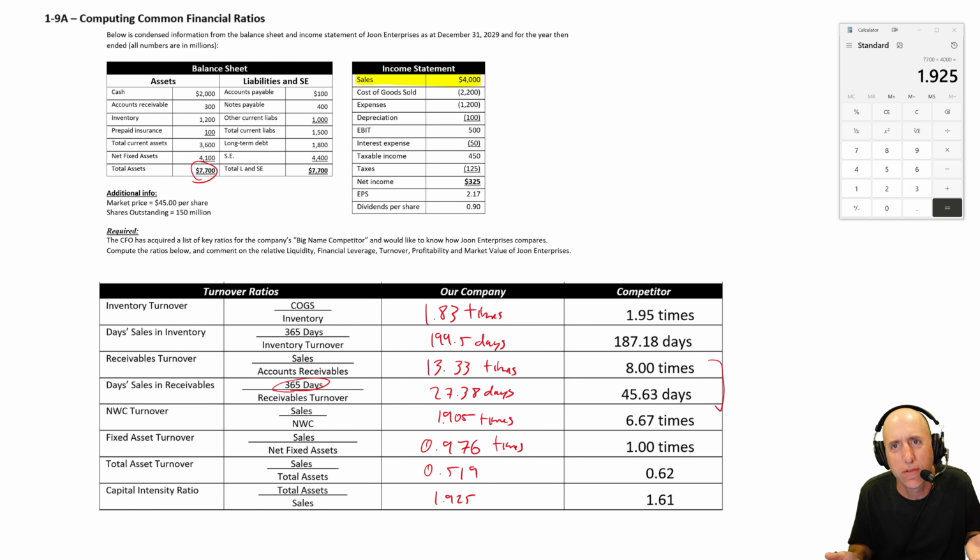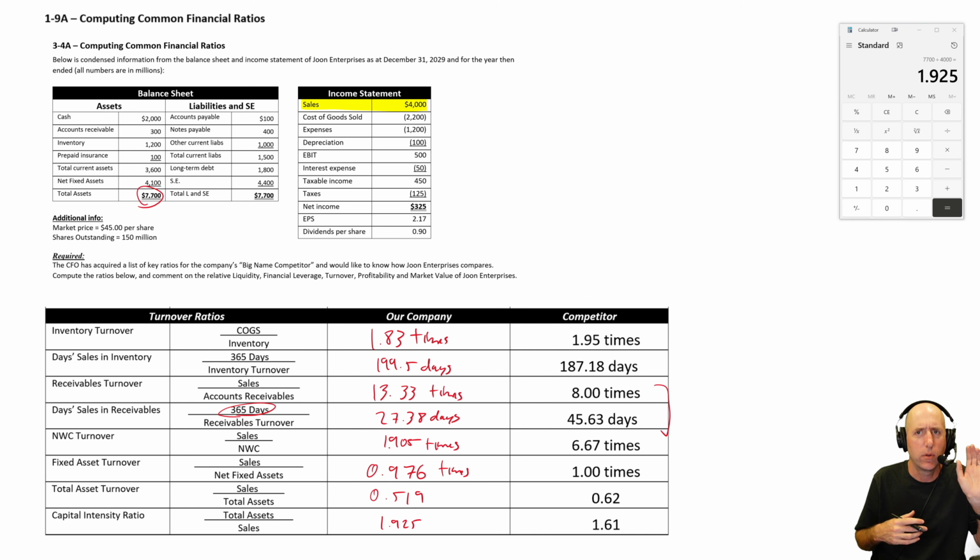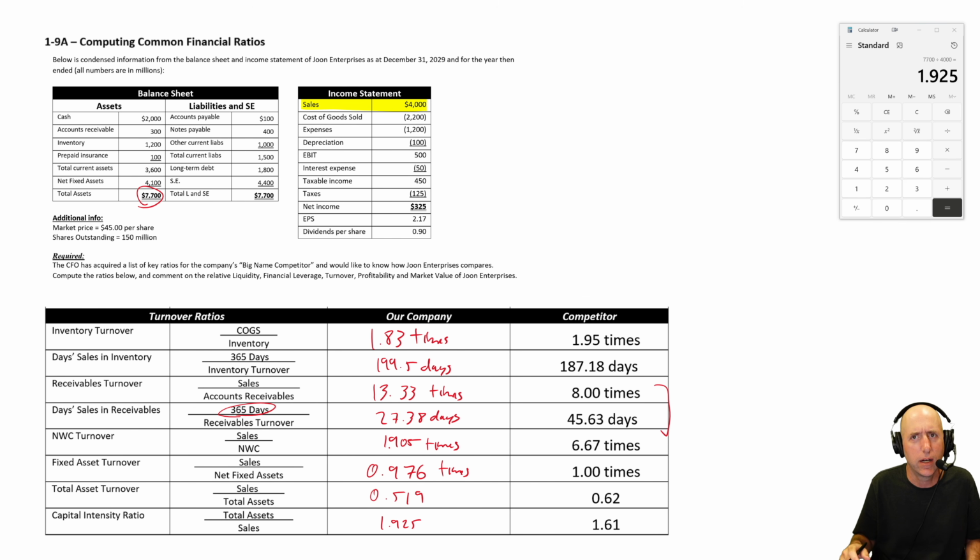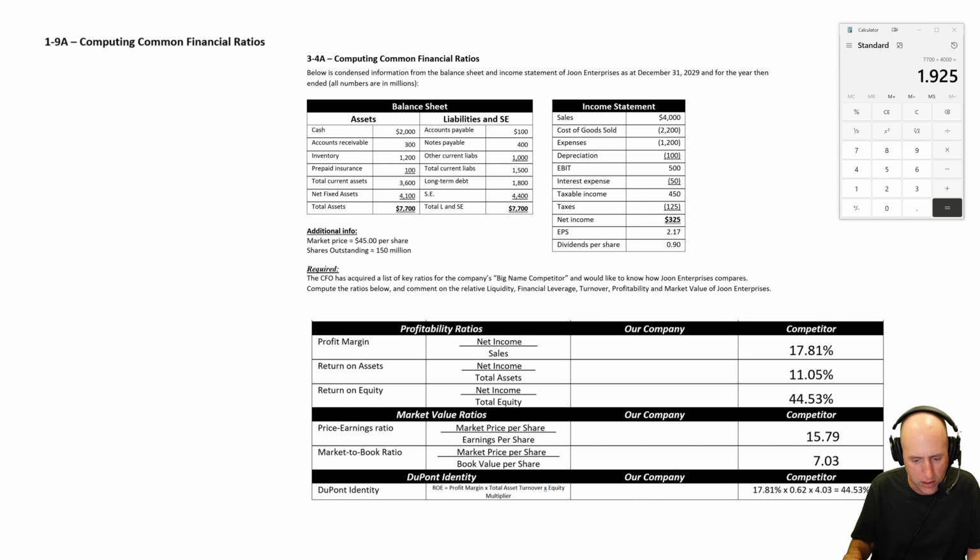And these are measures of operational efficiency, right? Are we using our assets efficiently? Are we selling through inventories well? Are we stocking the right amounts of inventory? Are we collecting receivables well? That's what we're measuring here.